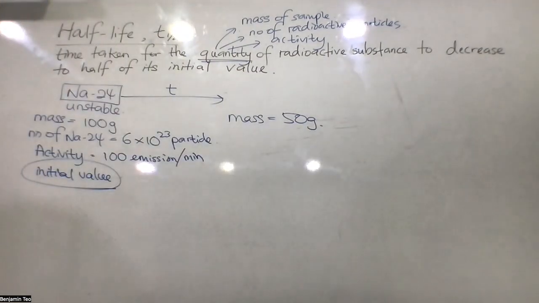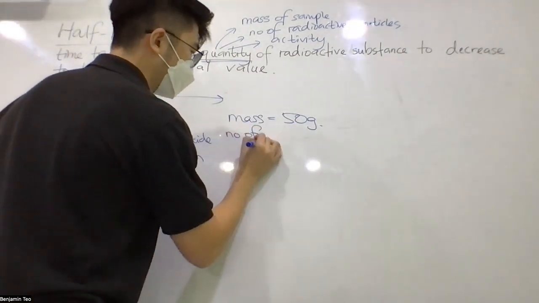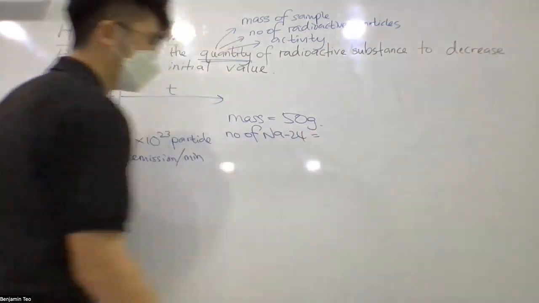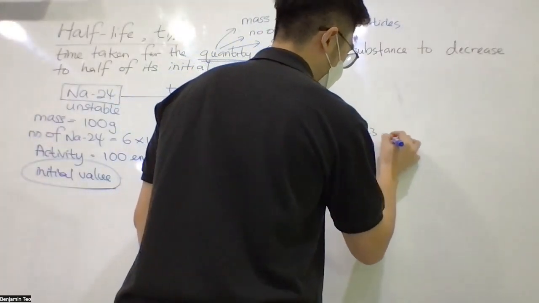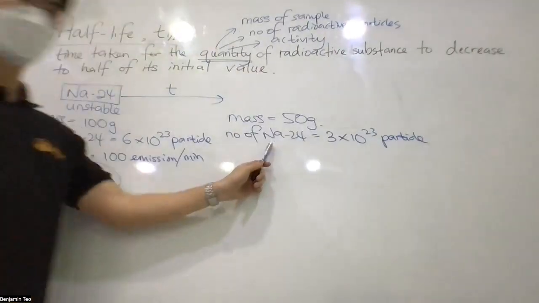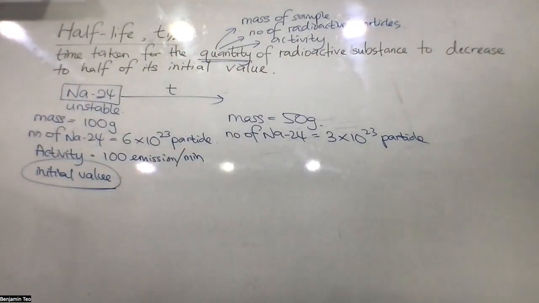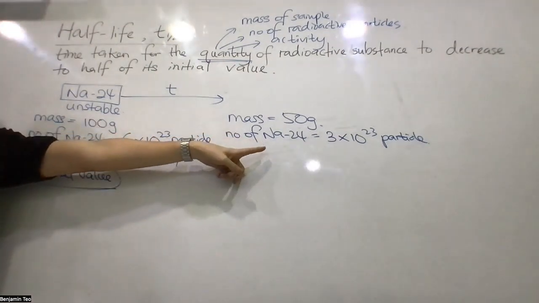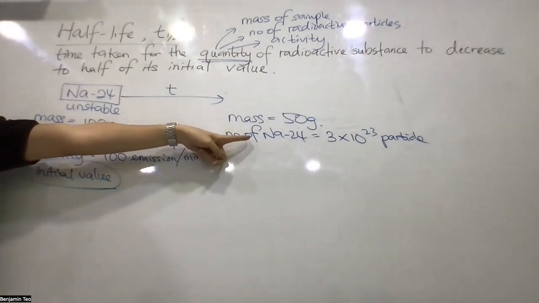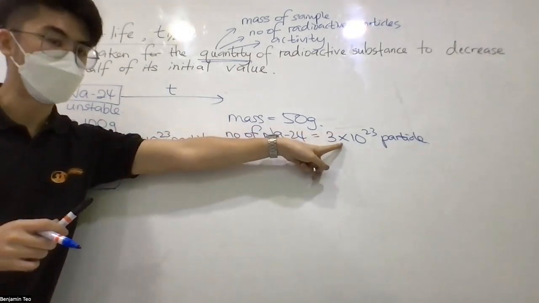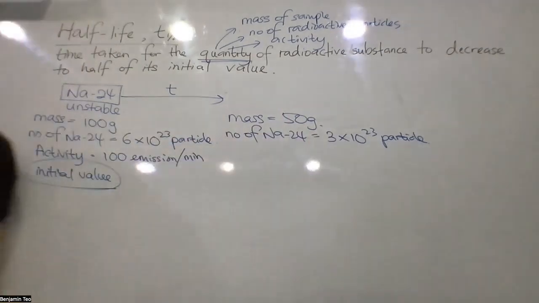Not only the mass becomes 50 grams, I also measure the number of sodium-24 atoms. This one becomes 3 times 10 power 23. I am measuring the sodium-24 atoms, because when it decays, the sodium turns into something else, right? Turn into magnesium. So I'm not measuring the magnesium atoms here. I'm measuring the amount of sodium-24 left in the sample. So the amount left to decay is 3 times 10 power 22.